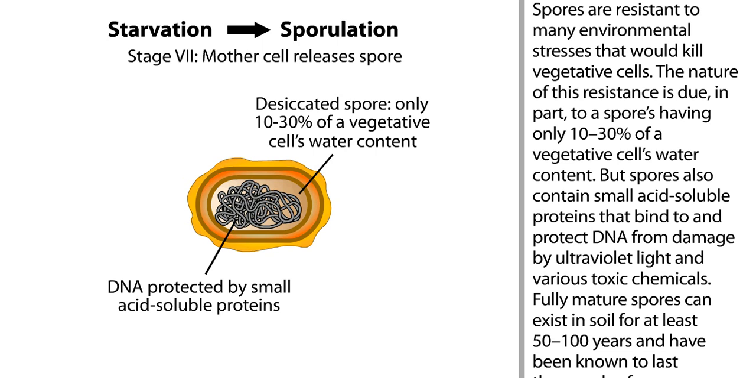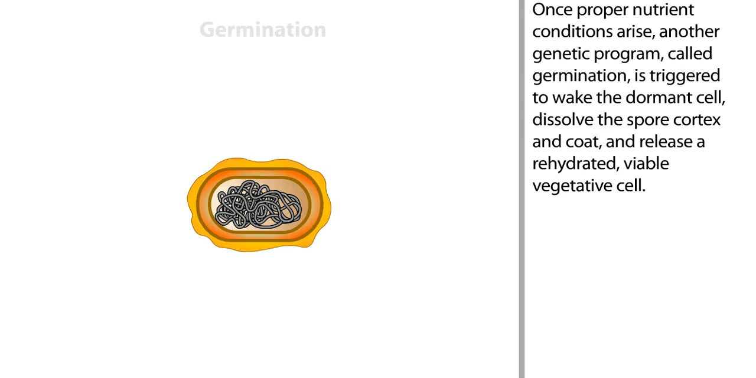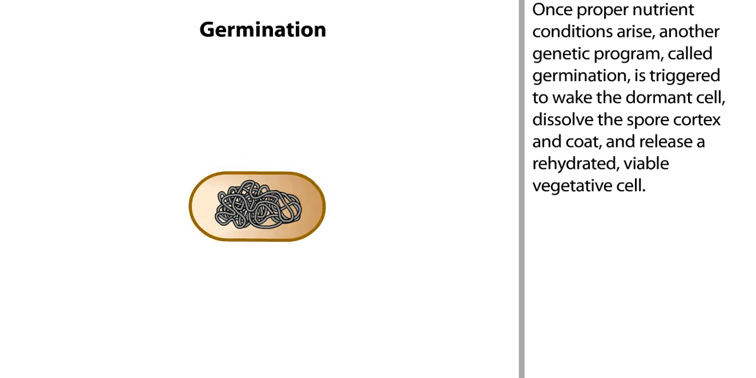Fully mature spores can exist in soil for at least 50 to 100 years and have been known to last thousands of years. Once proper nutrient conditions arise, another genetic program called germination is triggered to wake the dormant cell, dissolve the spore cortex and coat, and release a rehydrated, viable vegetative cell.